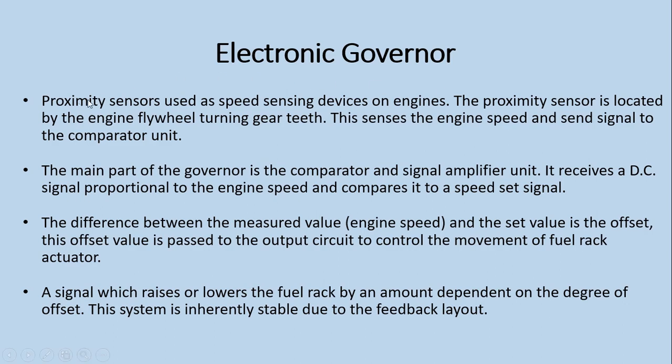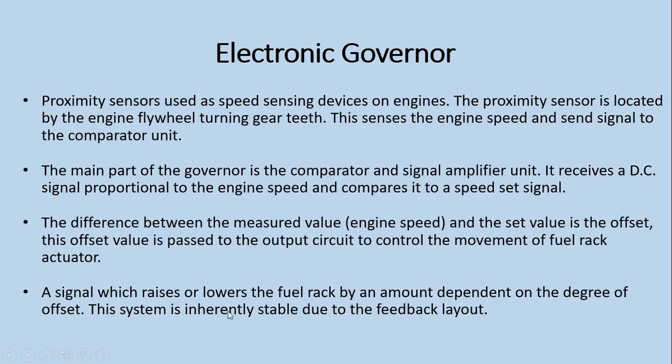So here we can see the proximity sensor. It is used to sense the engine speed. This engine speed signal is sent to the comparator unit. The comparator unit is the main part of the governor. It receives a DC signal proportional to the engine speed and compares it to the speed set signal. The difference between the measured speed and the set value is the offset. This offset value is passed to the output circuit to control the movement of the fuel rack actuator.